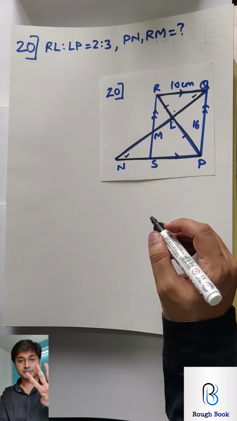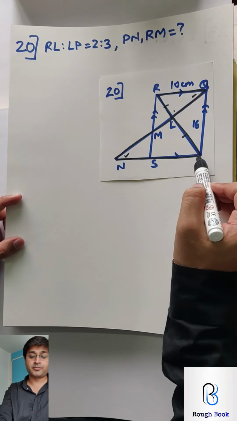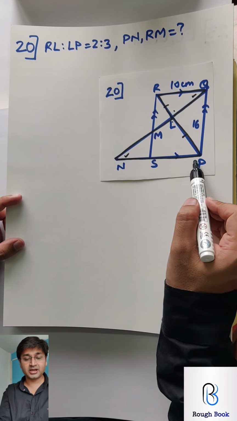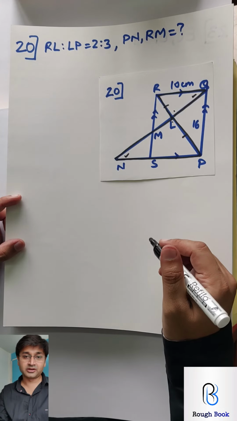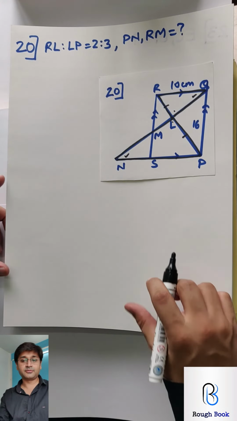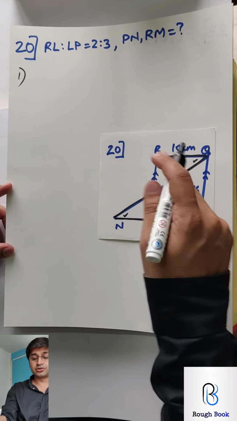So first 4 steps please write, prove the triangle similar. 5th step, CSST, RL upon LP, RQ upon PN. Substitute the values in the 6th step, cross multiply, 7th step you will get your answer. Can you write these 7 steps? Try. So number 1, these two triangles.